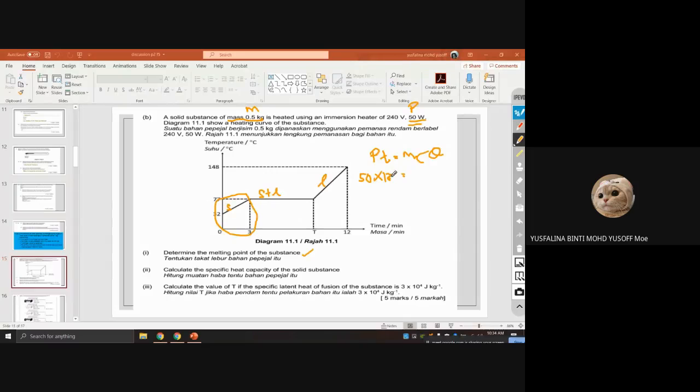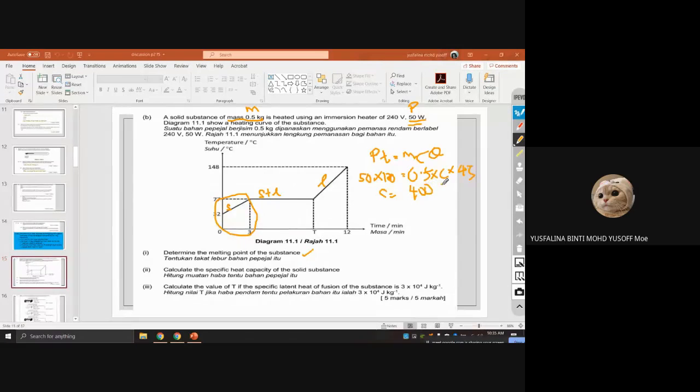Then the mass is 0.5, and c you need to find. Theta is the change of temperature, which means 77 minus 32, so you get 45 here. The change of temperature is final temperature minus initial temperature. So use your calculator, and you get c is 400.